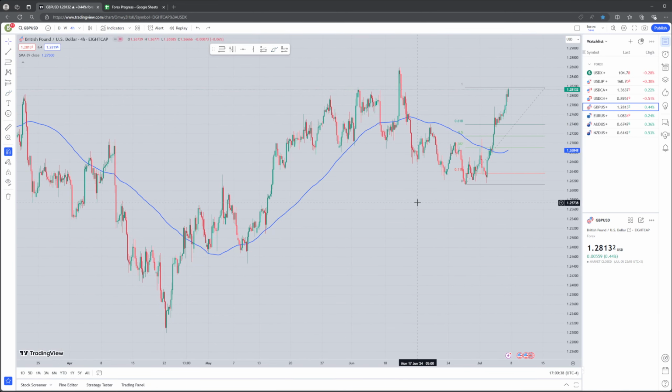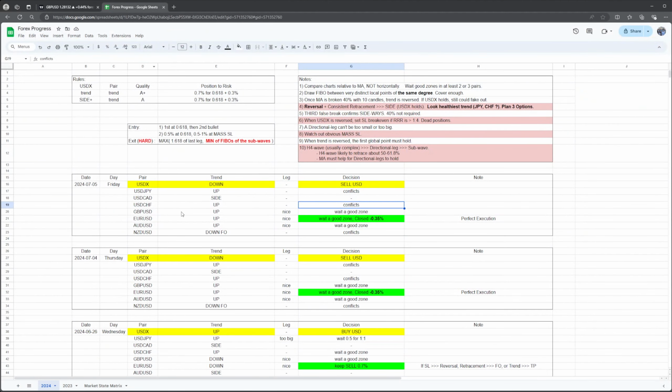So let's write it down. Pound trend is up, leg size is nice, and if the market retraces into a good zone, I will definitely buy pound.